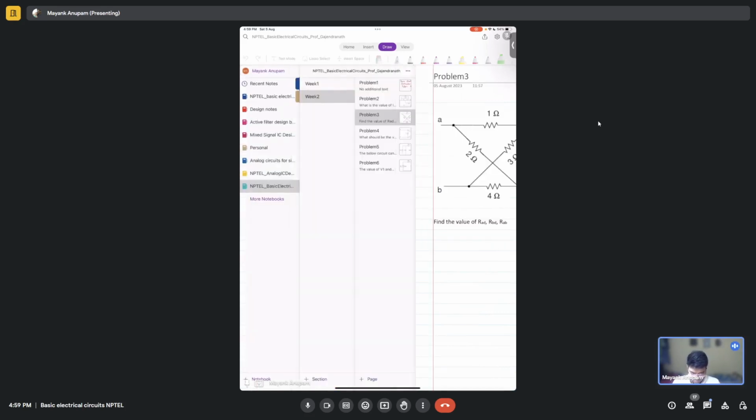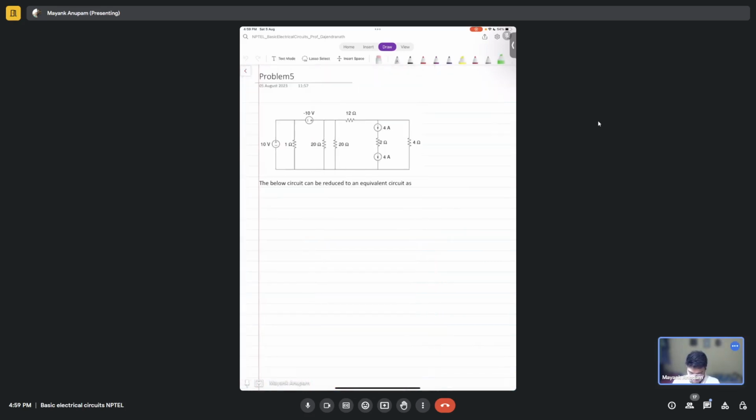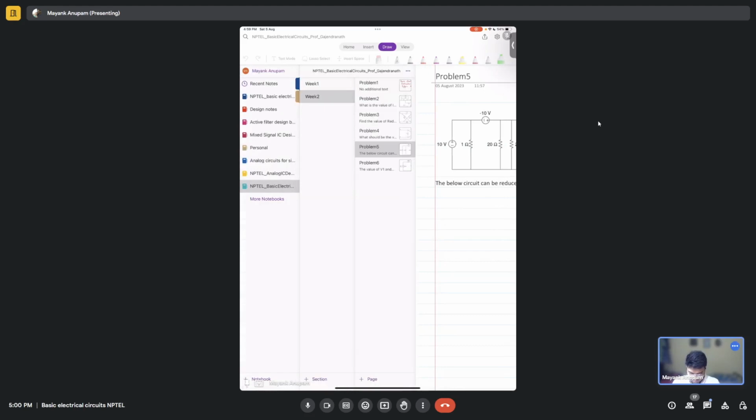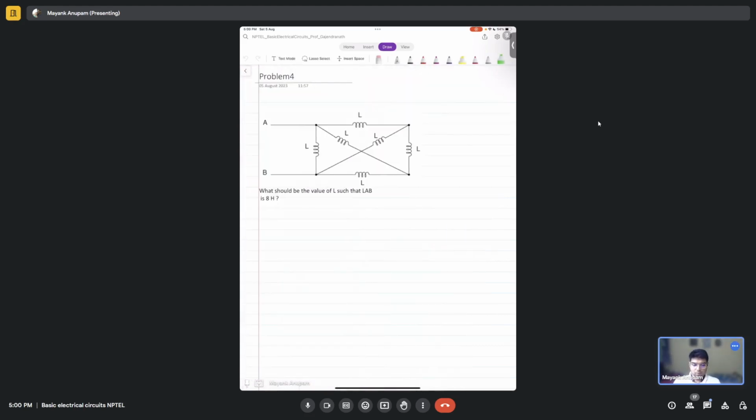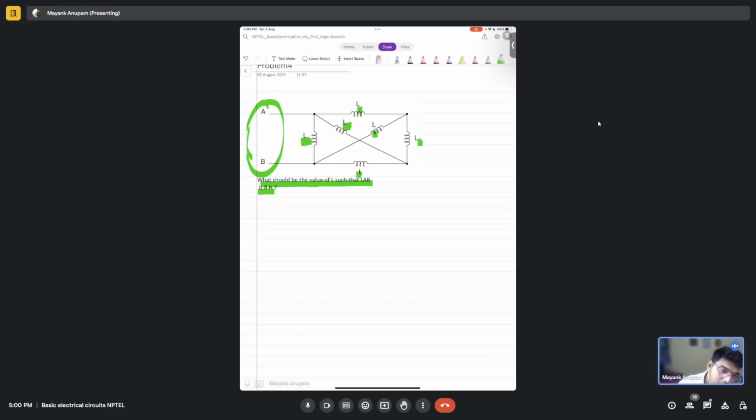So this is very easy, you will be able to do it. Okay, let's see. Let's do this. In this question, what should be the value of L such that L_AB is 8 Henry? Between these two terminals, we need to find out the value of L. L is not given. L is just a variable, a parameter here, which you need to find out.